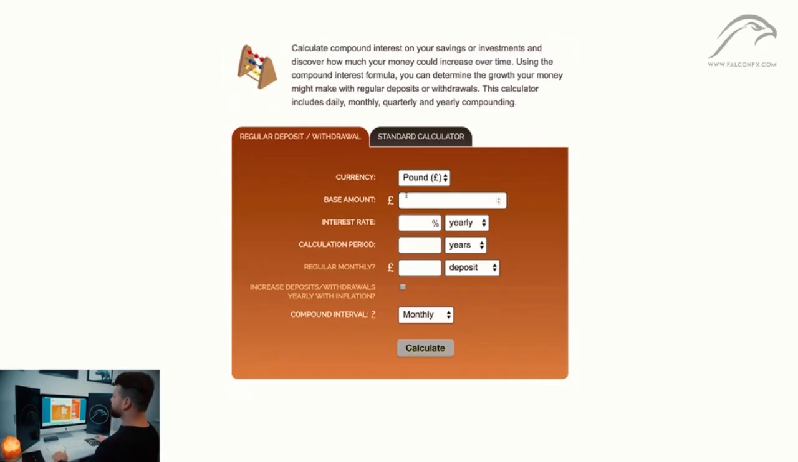So firstly, starting off with currency, you can of course choose whichever you like. So this is a site that we're using. There's lots of different sites that you can use. So starting off with pounds, right? Now let's look at the base amount. We're going to play around with a few figures here, but we're going to start off with 10,000, right? So starting off with £10,000.